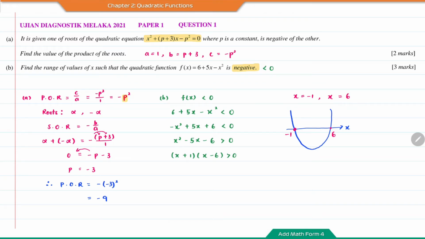So for the graph sketching method, the part that is above the x-axis is going to be the positive one, and the one that is below the x-axis is going to be the negative one. Now look at the factorization part here. It is greater than 0. When it is greater than 0, then we're going to look at the positive parts.